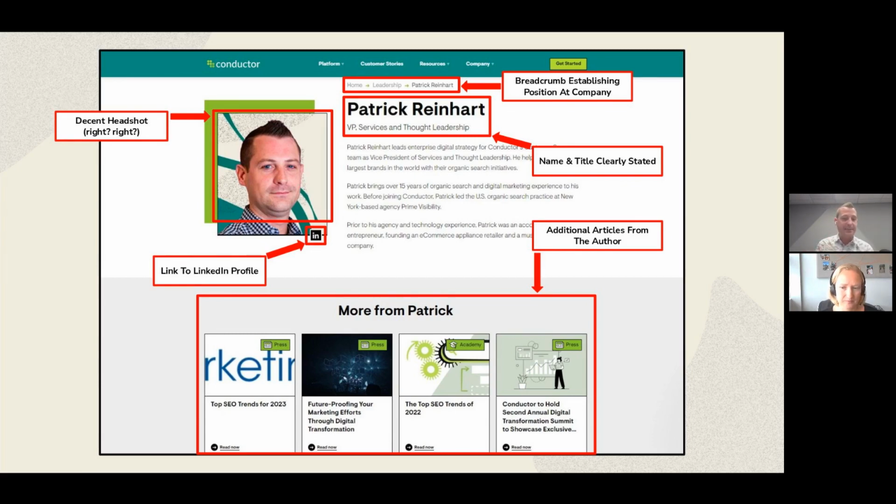And then again, my name and title are clearly stated, but also the additional articles below me. Does he write anything else, right? I have probably 100 articles written on conductor.com and all over the internet. And what we're doing here is building that knowledge graph that Martha is talking about. Now on this page, Google can understand who I am, what other articles I have written, and it can also see external stuff that I've contributed to as well.